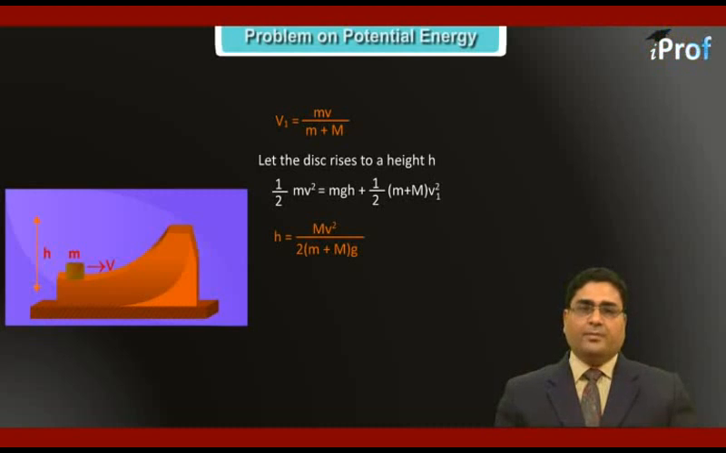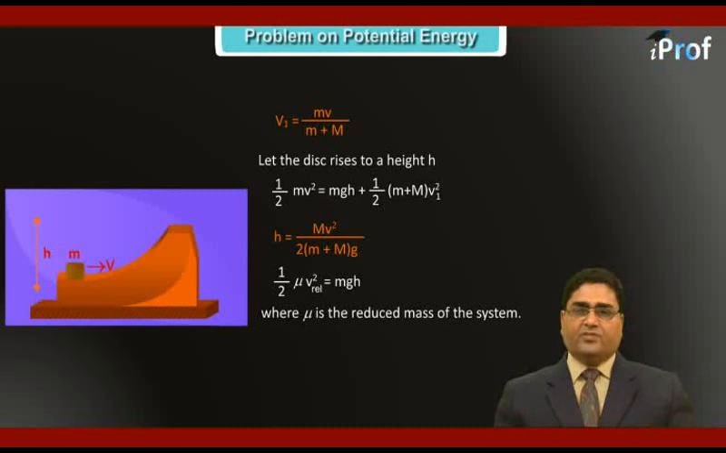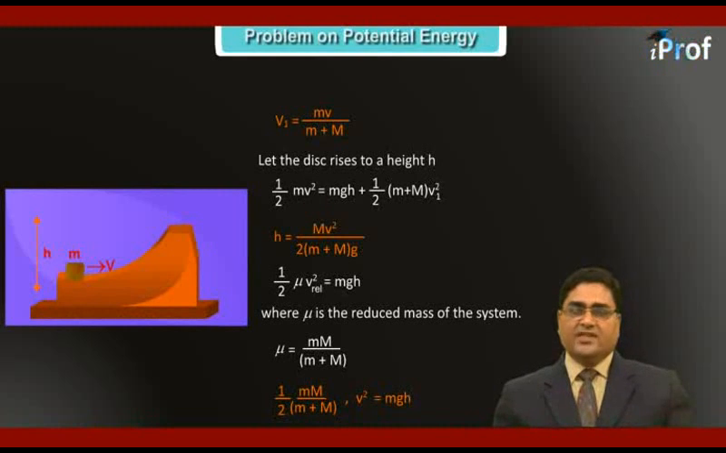We can solve the same problem from the center of mass frame. As we know, in the center of mass frame, half mu v relative square equal to the change in potential energy. So half mu v relative square equal to m g h, where mu is the reduced mass of the system. Mu equal to m M upon (m plus M). We can write half m M upon (m plus M) v square equal to m g h. That gives us h equal to M v square upon 2 (m plus M) g.